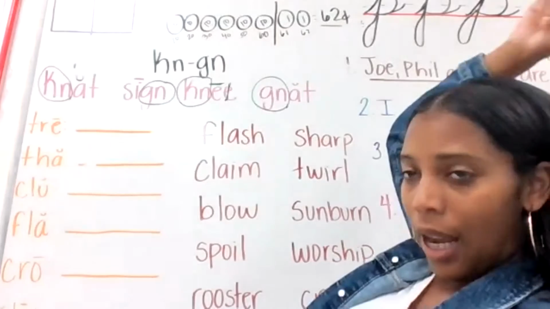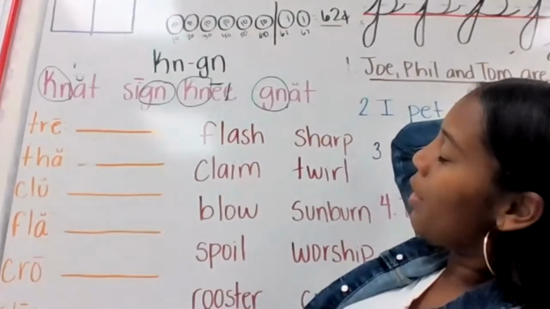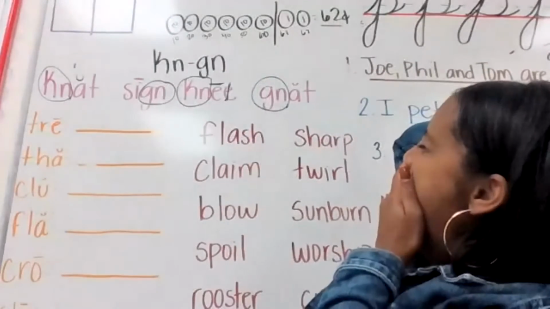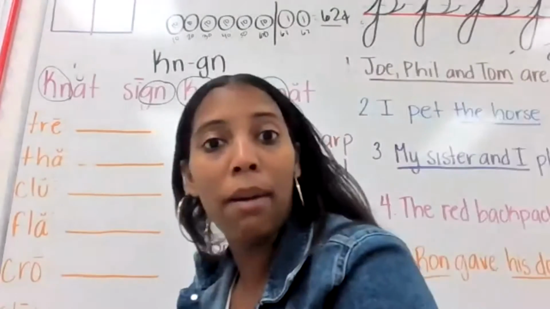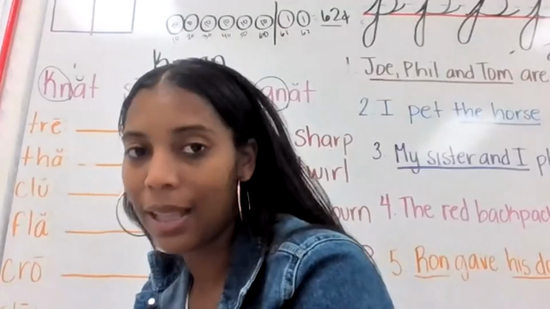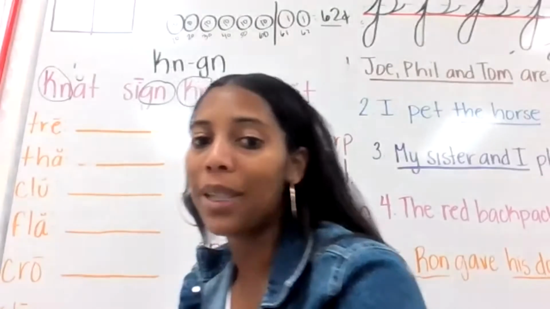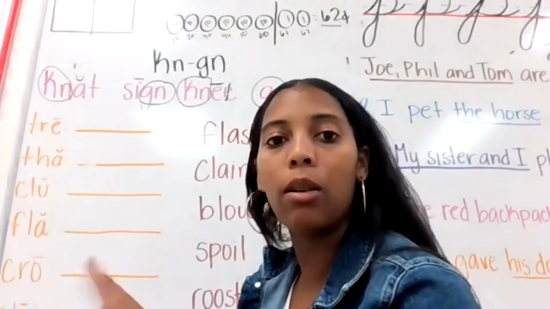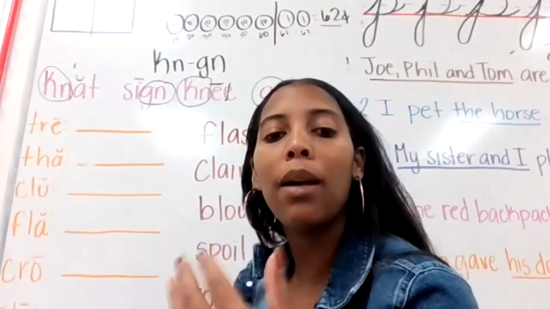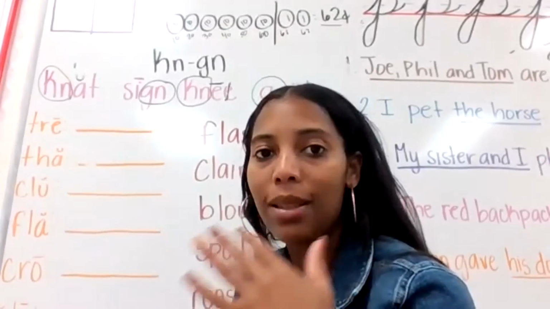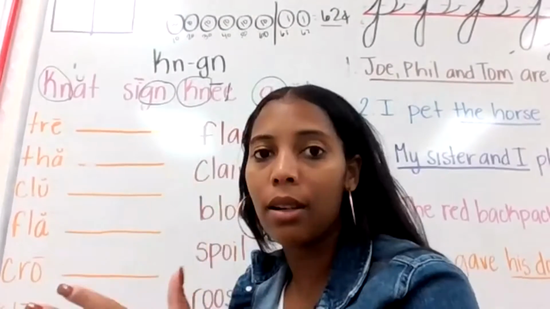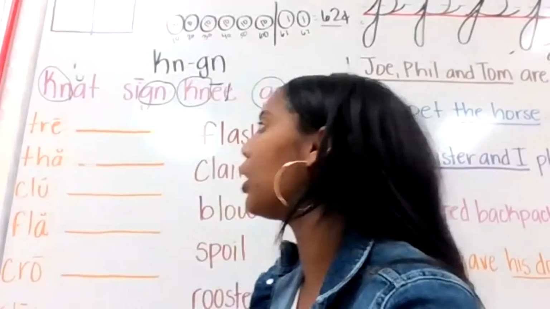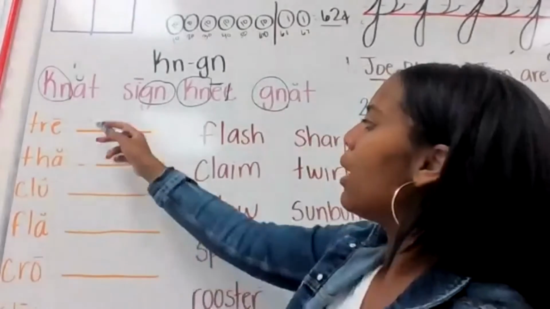Good. So what's important with K-N and G-N is to remember that they have those silent letters, because if you pronounce that K and that G, it'll confuse you with the word. So remember, K-N and G-N both say n. We don't hear the K, we don't hear the G. All right, let's go ahead and do some blends.